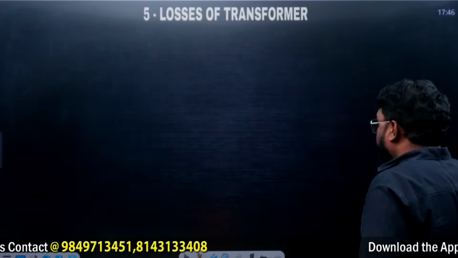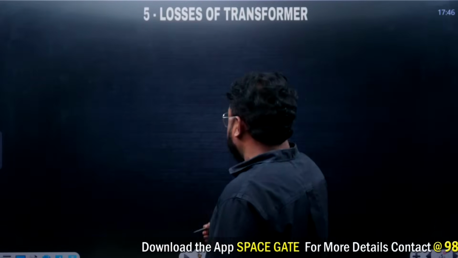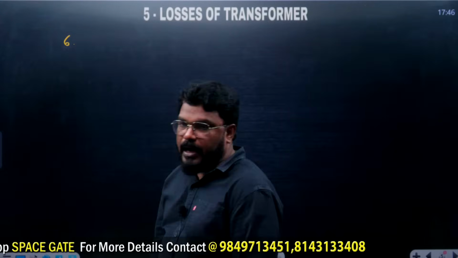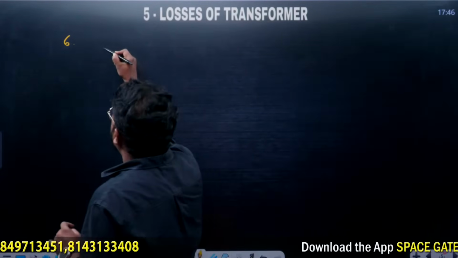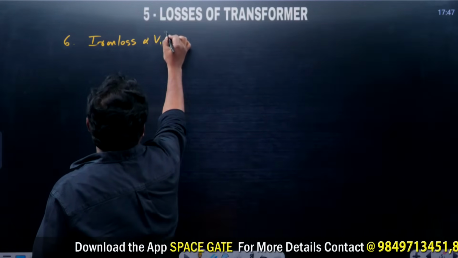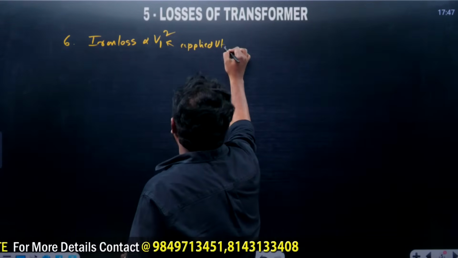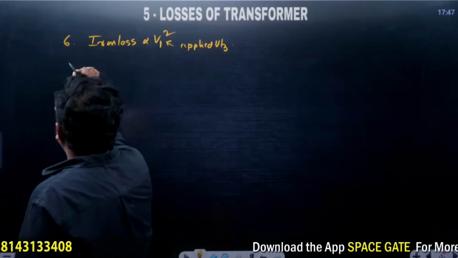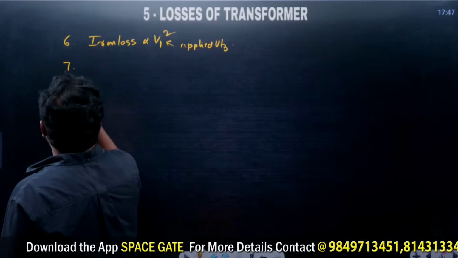And next possibility of the question, that is the sixth one, from the iron losses point of view. Iron losses are directly proportional to the square of the applied voltage. Iron loss is always directly proportional to the square of the applied voltage, where V1 is the applied voltage of the transformer.